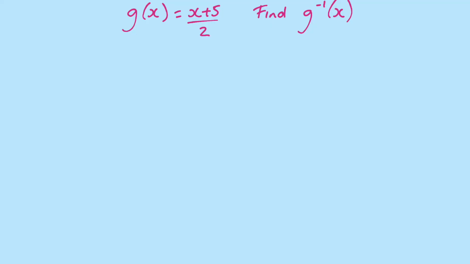Here's one more to try. So we have the function g of x. As I mentioned before, in order to distinguish between one function and another function, you can give it a different letter here. So instead of f, we're using g.